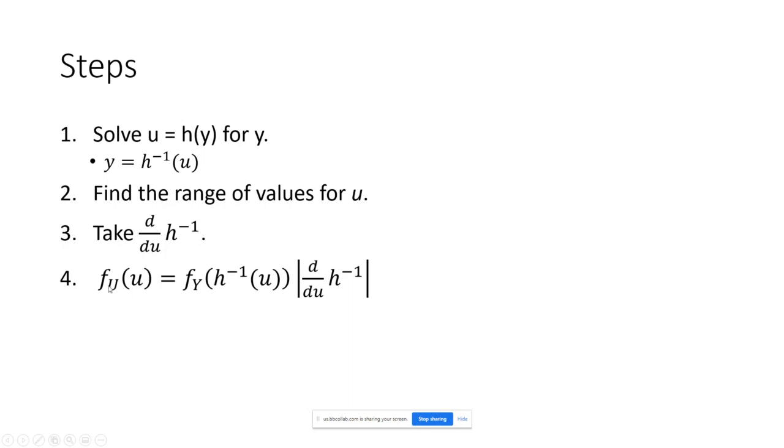And finally, the density function for U is going to equal the density function for Y, but with h inverse of U plugged in for Y. So h inverse of U is Y, so this is just rewriting Y in terms of U in the density function. And then we multiply by the absolute value of the derivative of h inverse.